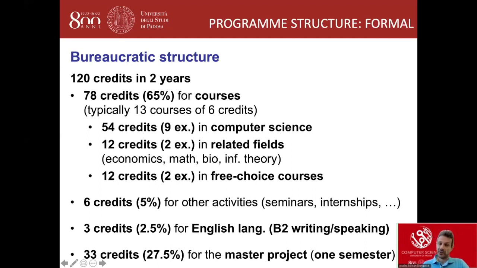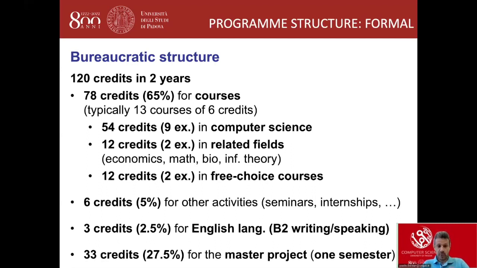And finally, you have 12 credits, 2 courses, which are totally free elective courses. Typically, these are used by students to take some courses from other master's degrees. Then 6 credits go for other activities. This can be seminars, short internships, and so on. 3 credits are for improving your English from B2 listening, reading, which is the entry requirement, to B2 writing, speaking. If you already know enough English, you don't need to take any exam, just bring your certificate.